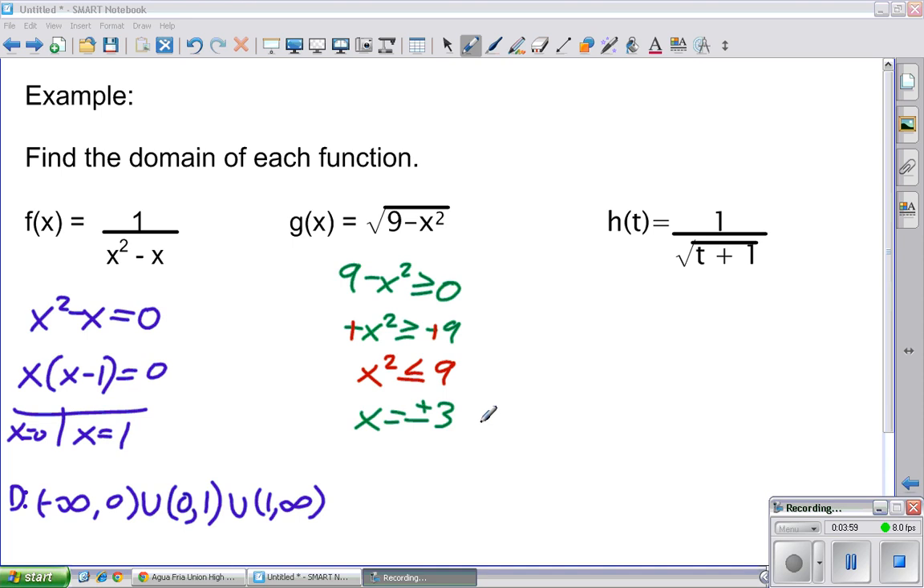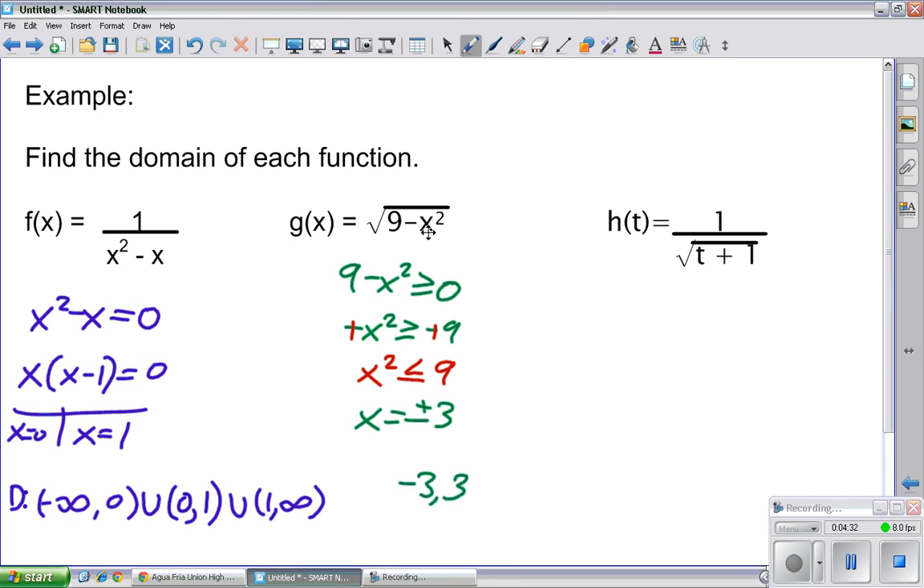And then to make sure where exactly it is, you could take test points. I know that it has to be between negative 3 and positive 3. You can also figure that out by looking at this. If you subtract anything more, it would become negative because you'd be subtracting more than 9. So it has to be between negative 3 and positive 3. And you can take the square root of 0, so the endpoints are okay because it was greater than or equal to. So you put square brackets.